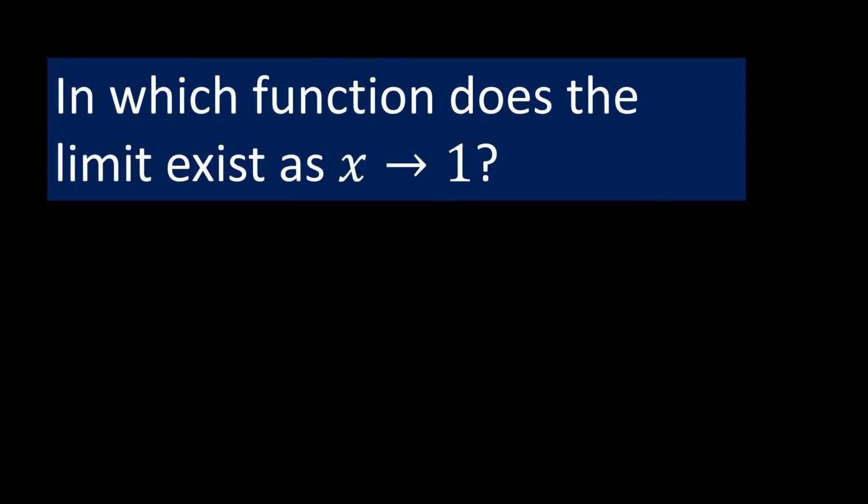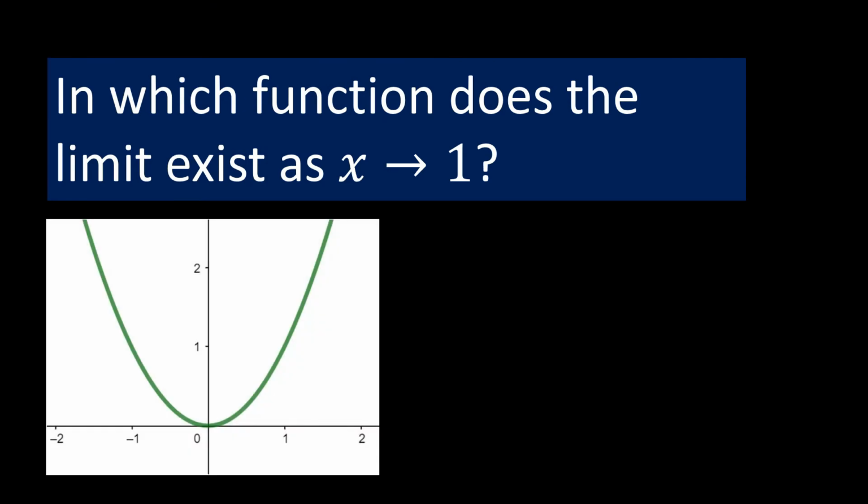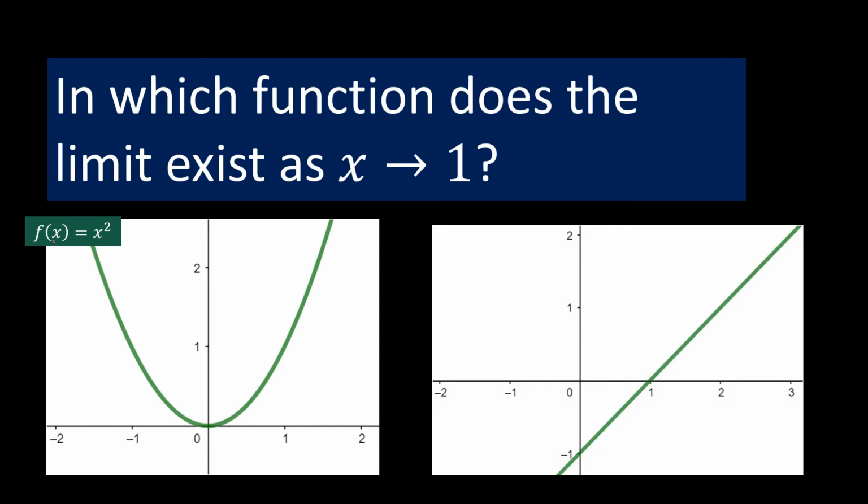In which function does the limit exist as x approaches 1? And if it does exist, what is the limit? So this one is defined by f of x is equal to x squared. The other one is a linear function defined by this. g of x is equal to x minus 1. So let us investigate. What are the limits of this function when x approaches a?